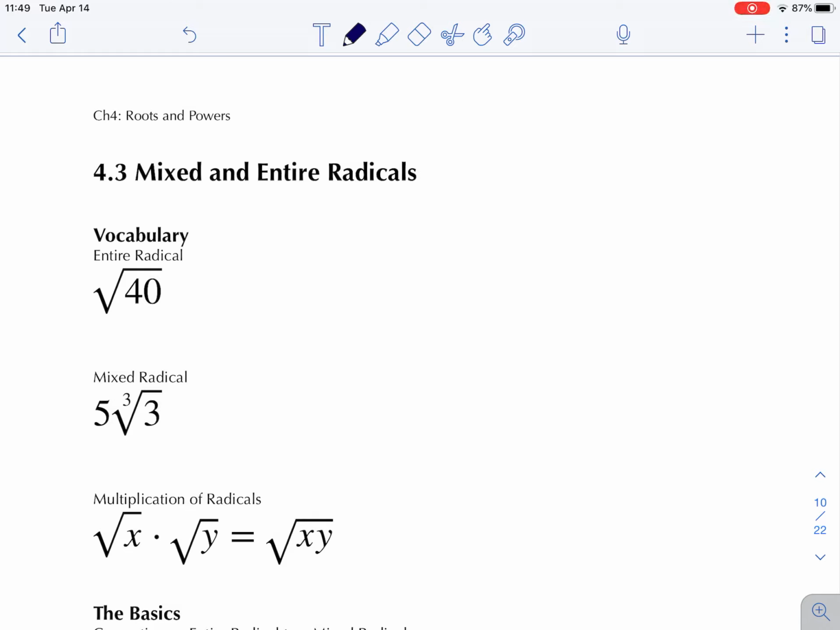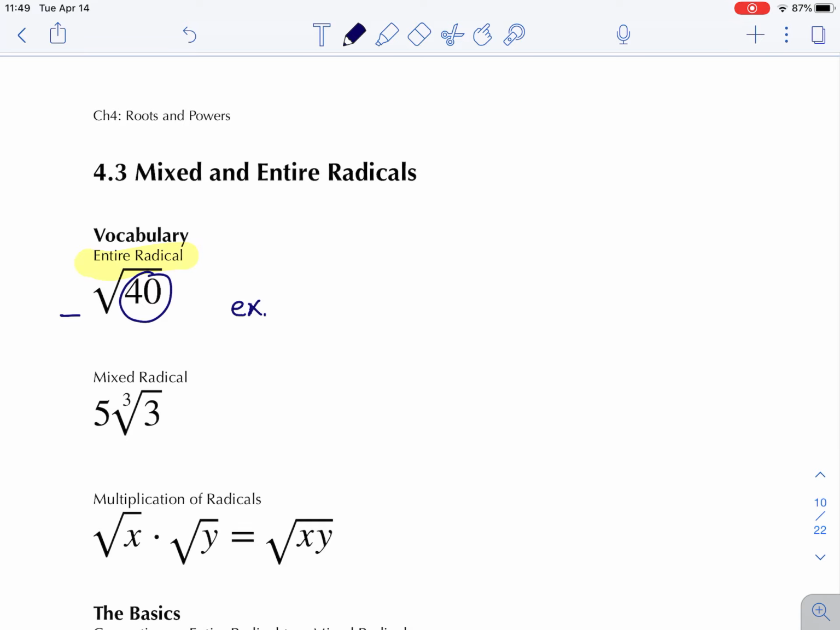Let's look at section 4.3, Mixed and Entire Radicals, Vocabulary. All right, we have two different types of radicals. We have entire radicals and mixed radicals. An entire radical is where everything is in the radicand. There is no number out front. All the numbers are under the radical sign.